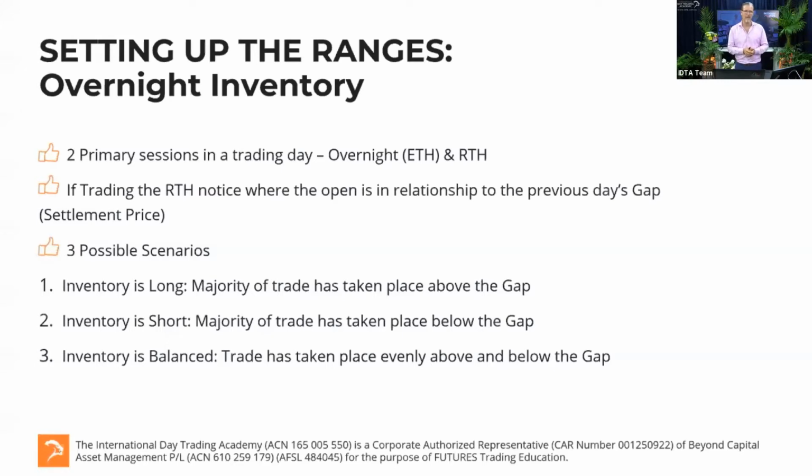Now, if trading the regular trading hours, notice where the open is in relation to the previous day's gap. Once again, this gives us very good opportunities for arbitrage, to take advantage of the imbalance in the market. So if price is higher than the previous gap in the overnight trading hours, that just means that the inventory is long and we're looking for opportunities to trade back to the gap. That's the highest probability move in the market, back to the gap to balance out the inventory.